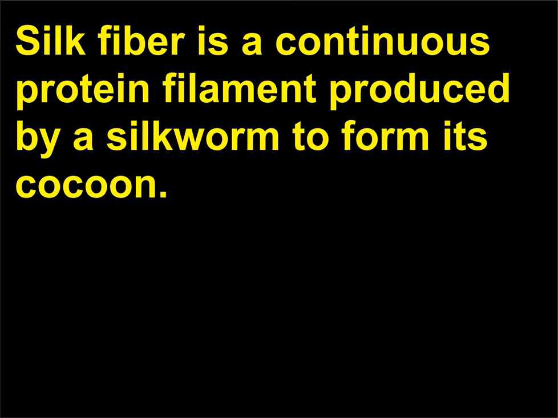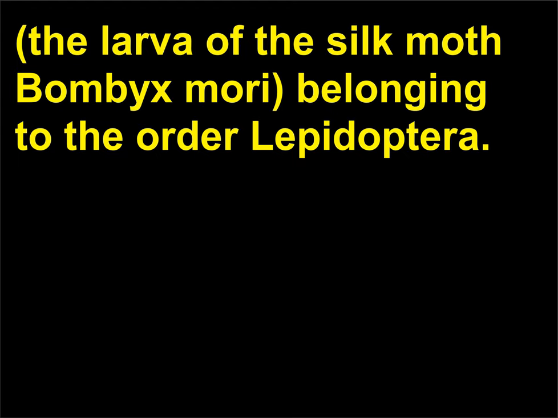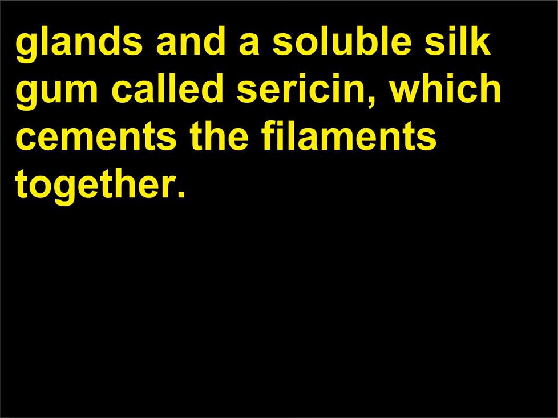Silk fiber is a continuous protein filament produced by a silkworm to form its cocoon. The principal species used in commercial silk making is the mulberry silkworm, the larva of the silk moth Bombyx mori, belonging to the order Lepidoptera. The raw silk fiber has three elements: two filaments excreted from both of the silkworm's glands, and a soluble silk gum called sericin, which cements the filaments together. It is from these filaments that the caterpillar constructs a cocoon around itself.